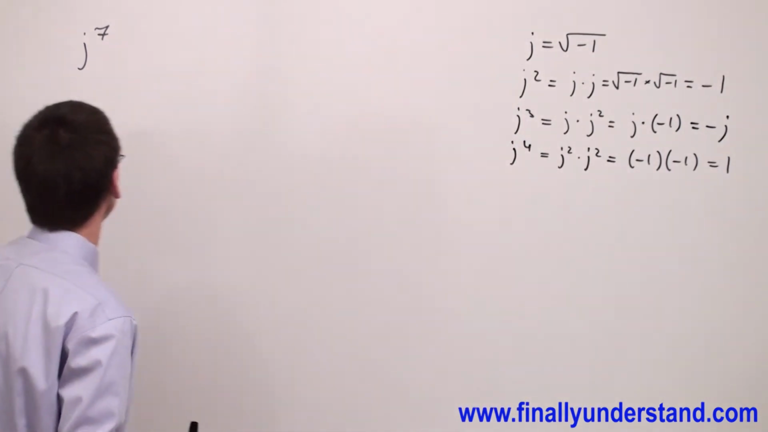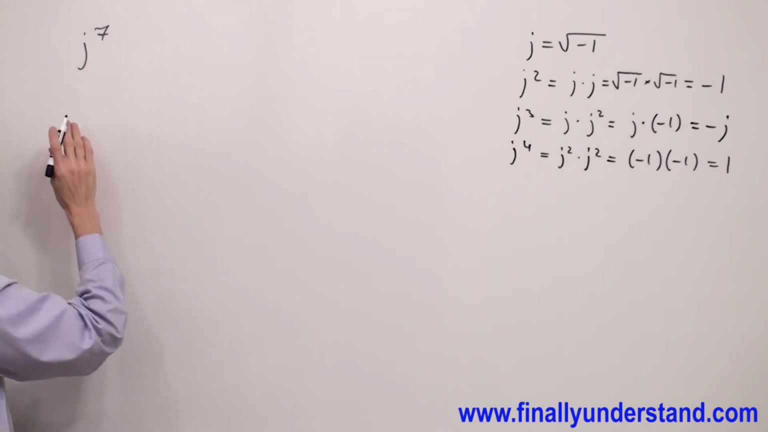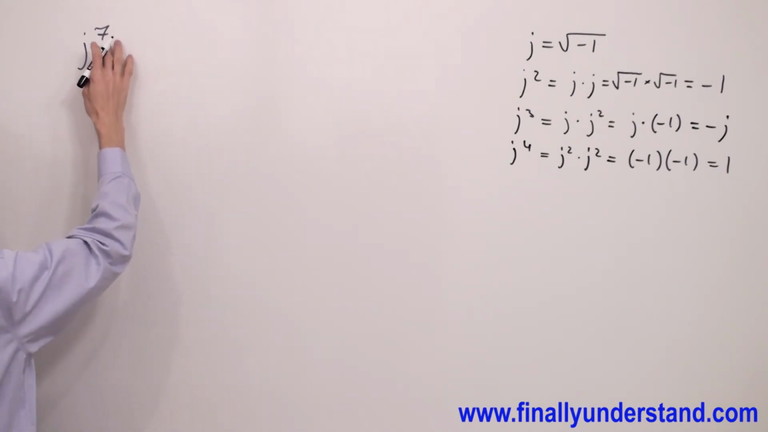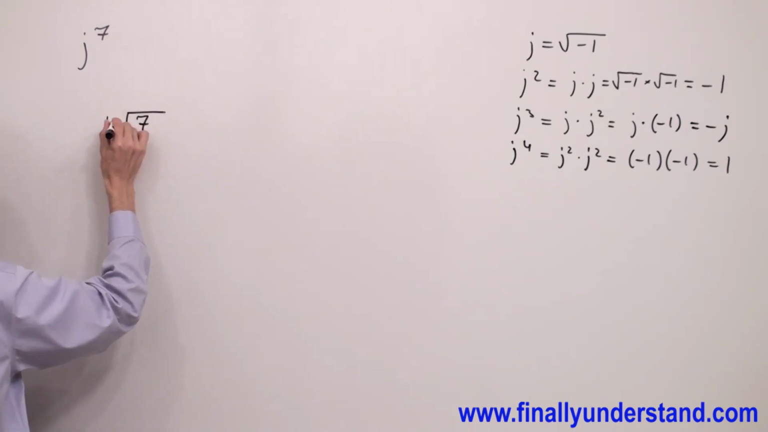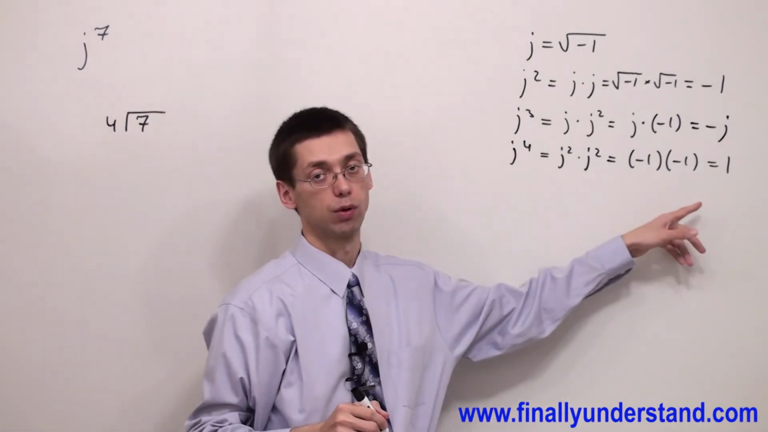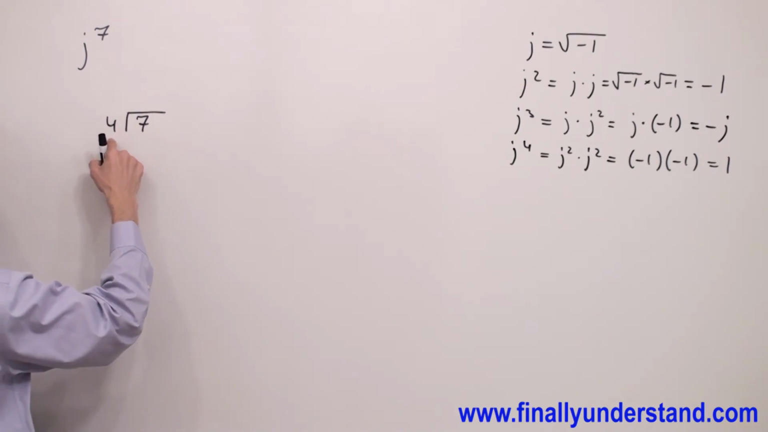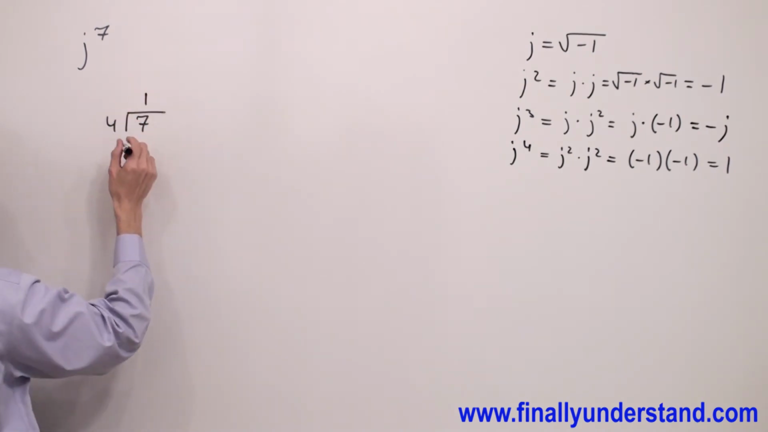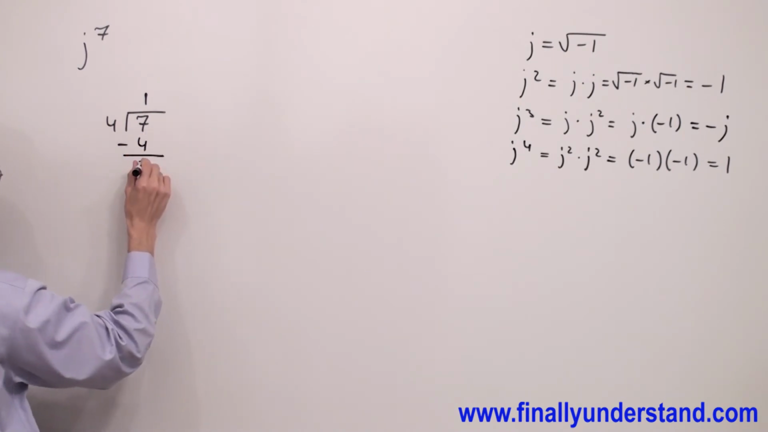Now, how are we supposed to solve this problem? How much is j to 7? In order to solve it, you're supposed to just take the exponent 7 and divide by 4, always by 4. Why? Because j to 4 is equal to 1. So I have 7 divided by 4 is equal to 1. 1 times 4 is equal to 4, subtract, and I have 3.